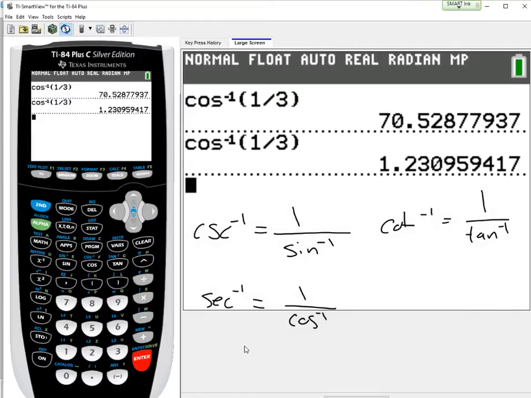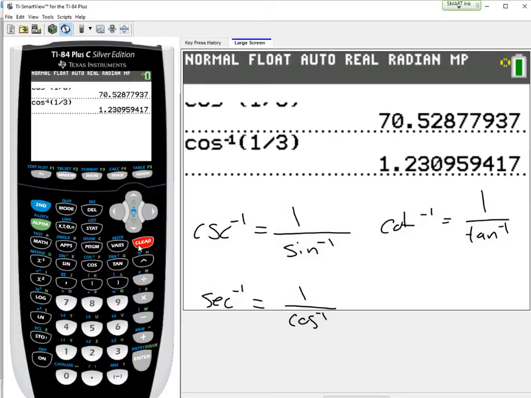So let's say we want to find the secant, it would be 1 over cosine inverse. It would be exactly that, but you would just divide 1 by the number that it's giving us.